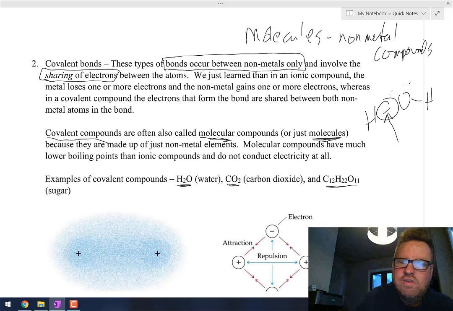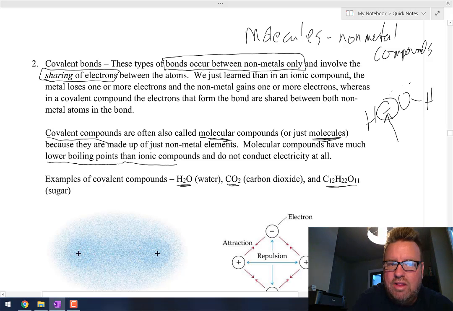Okay, some more differences: ionic bonds have high boiling points, so therefore molecular compounds or covalent compounds have low boiling points, and they do not conduct electricity at all.